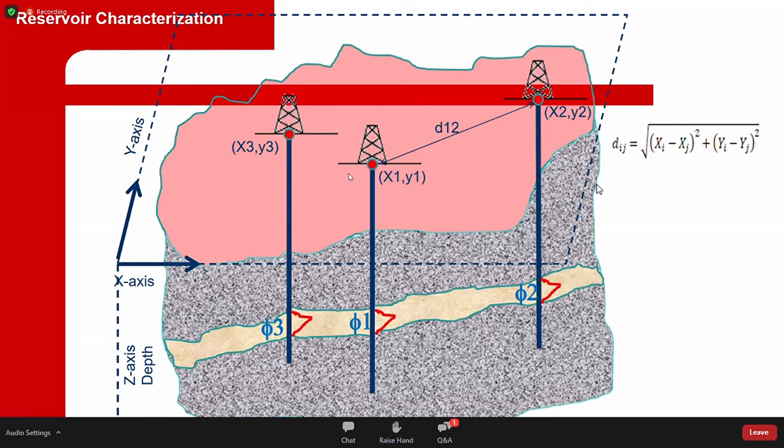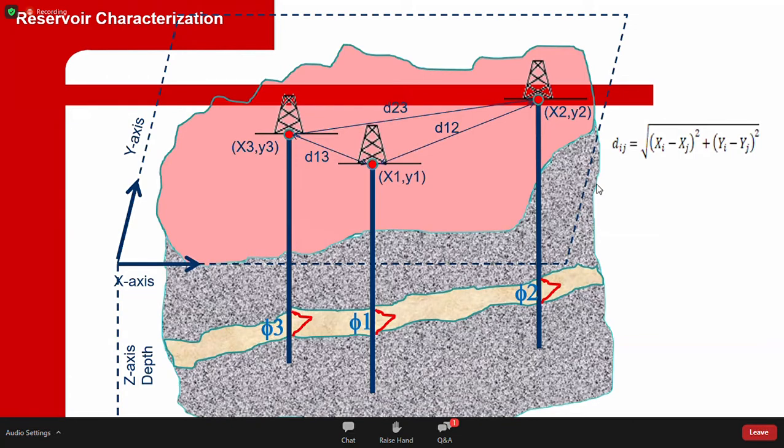So the second distance is the distance between 1 and 3, d13. I use this equation, dij, to calculate the distance d13, which will be the square root of x1 minus x3 squared plus y1 minus y3 squared. So I got the distance between these two wells. Again, there is another distance between well 2 and well 3. I will call it D23. D23 is the distance between 2 and 3, which is simply x2 minus x3 squared plus y2 minus y3 squared, and I take the square root. So I can actually determine the distances between all wells, okay?